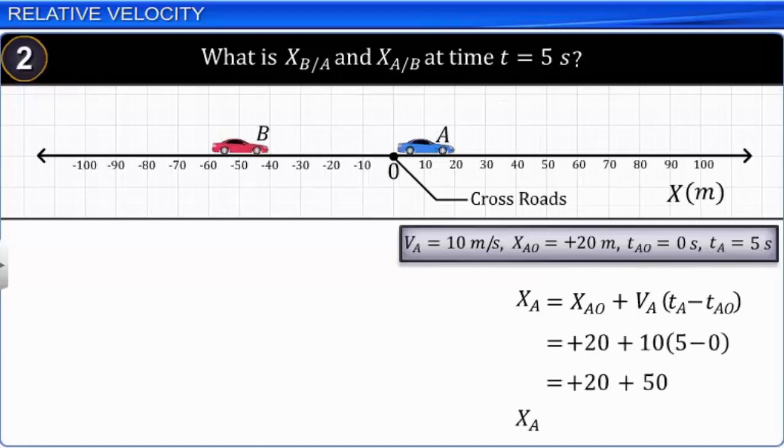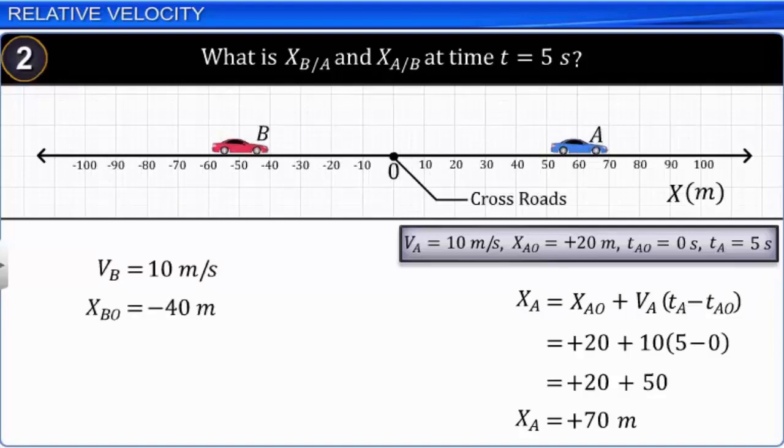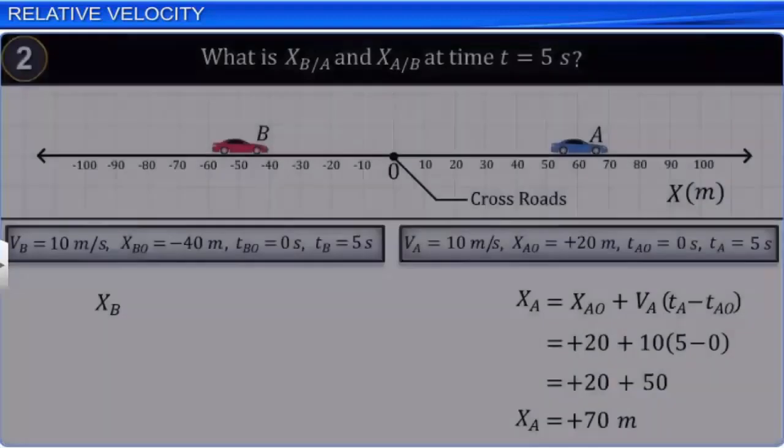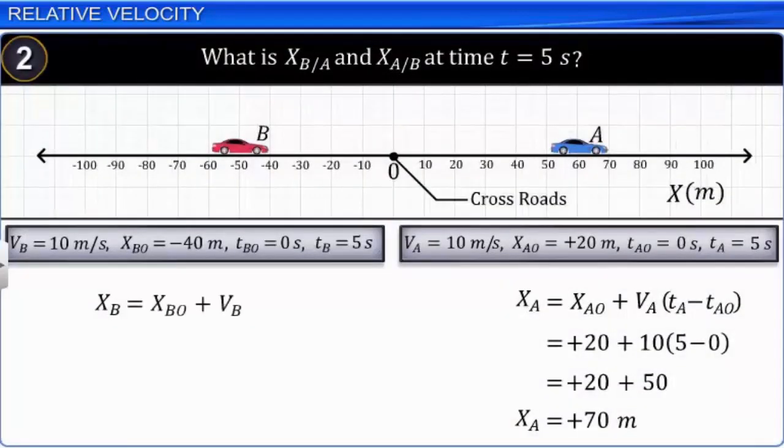Calculating for xB, here vB is equal to 10 meters per second. xB0 is equal to minus 40 meters. tB0 is 0 seconds and tB is equal to 5 seconds. xB is equal to xB0 plus vB into (tB minus tB0). On substituting and simplifying, we get xB equal to plus 10 meters.